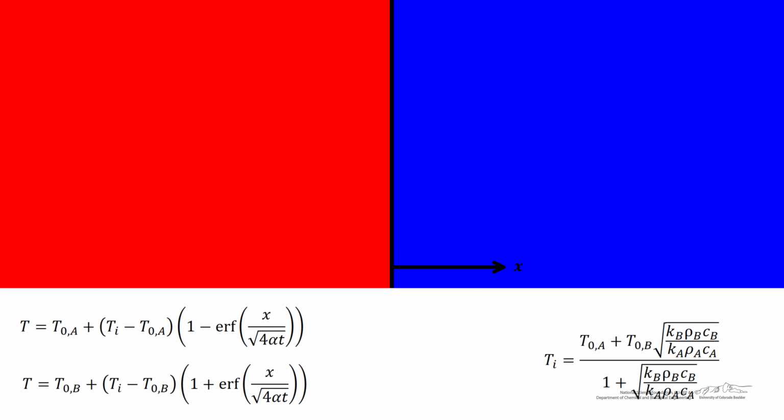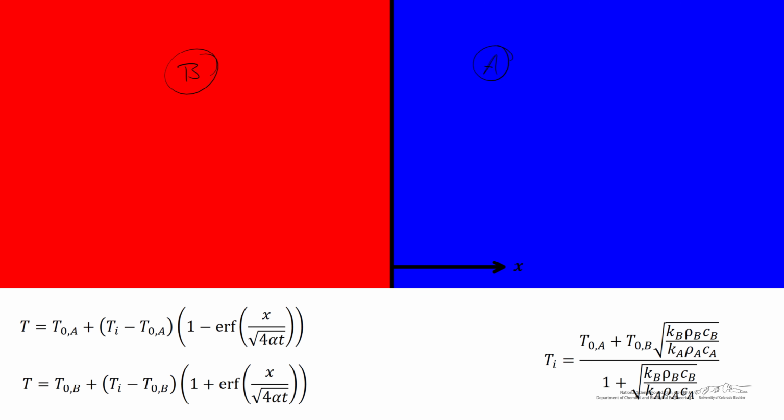In this last scenario, we're going to examine a case in which there's two semi-infinite solids that are touching each other, and we'll call these solid A on the right and solid B on the left. In this scenario, solid B is hotter than solid A, and at time 0 they begin to touch and heat transfer occurs. In this case, it will flow from B into A because B is hotter.